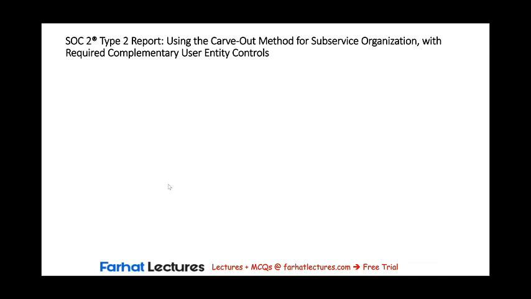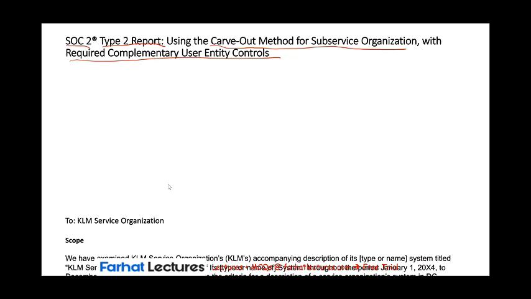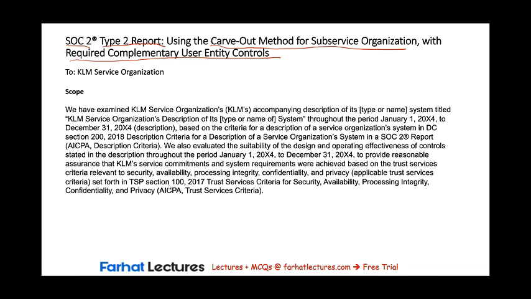Next, we're going to be looking at the SOC 2 Type 2 report. What is a SOC 2 report? It is a report that evaluates the controls implemented by a service organization related to security, availability, processing integrity, confidentiality, and privacy. Here we're assuming that we're using the carve-out method for subservice organization, and we still have required complementary user entity controls. Our first section is the scope section.